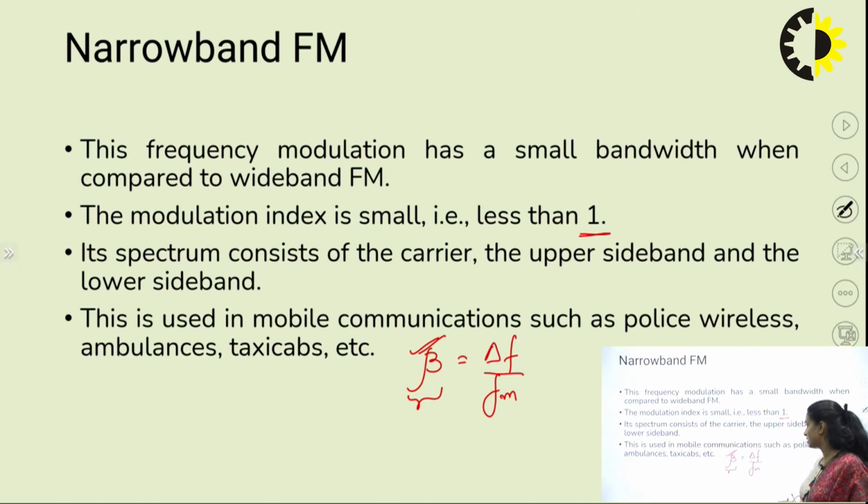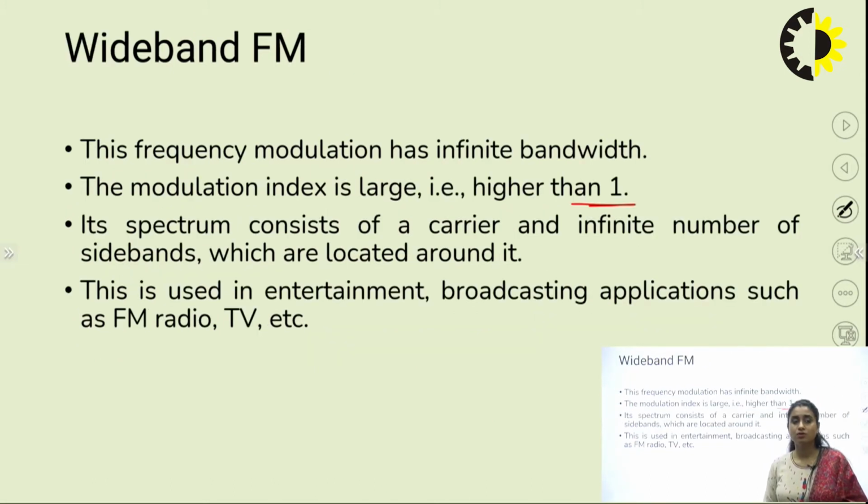So here are some examples which I wanted to quote. Narrowband FMs are usually used for applications like mobile communications, police wireless, ambulances, etc. And if I talk about wideband, then these are used in FM radio, TV, right? It has a wider spectrum.